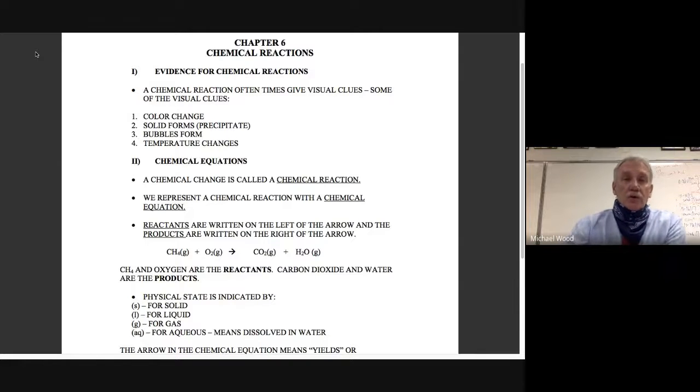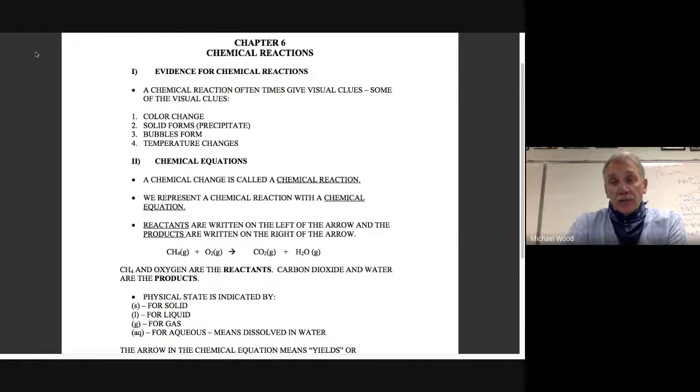A chemical change is called a chemical reaction. Remember, a chemical change is when something new is produced. We represent a chemical reaction with a chemical equation. Here's vocabulary that is going to come up throughout the class. Reactants are written on the left. In that reaction, CH4 plus O2 makes CO2 plus water. The CH4 and the O2 are on the left side of the arrow, so they're called the reactants. That makes sense to me because they are reacting.